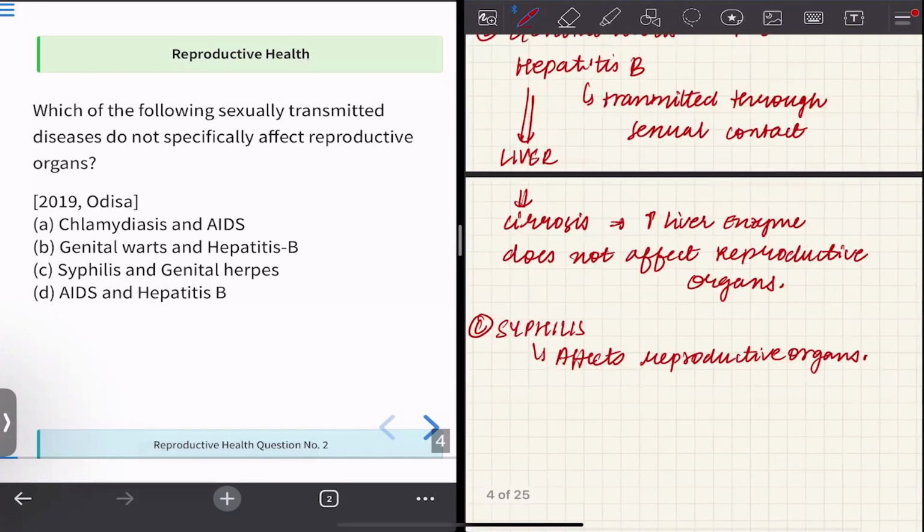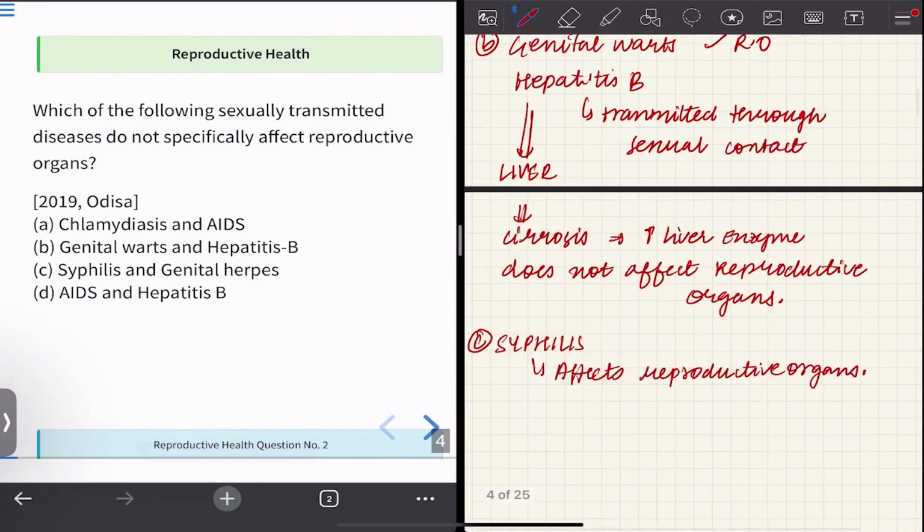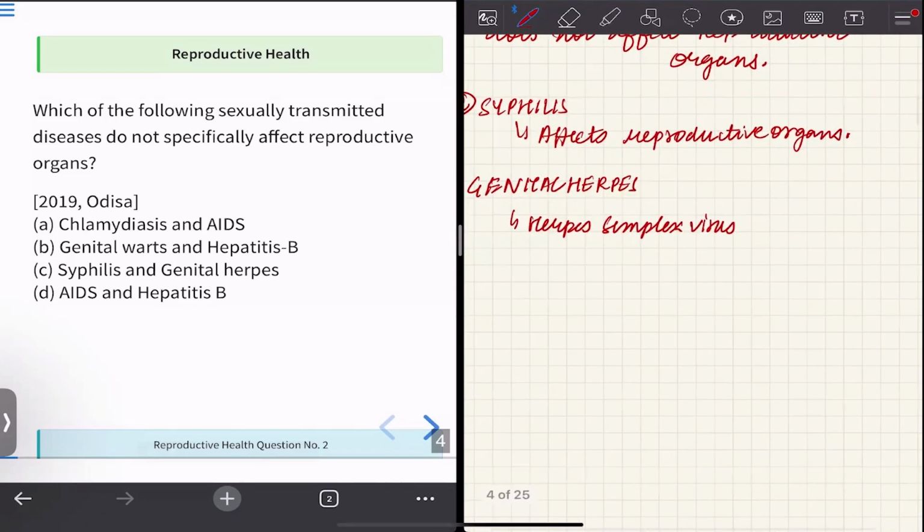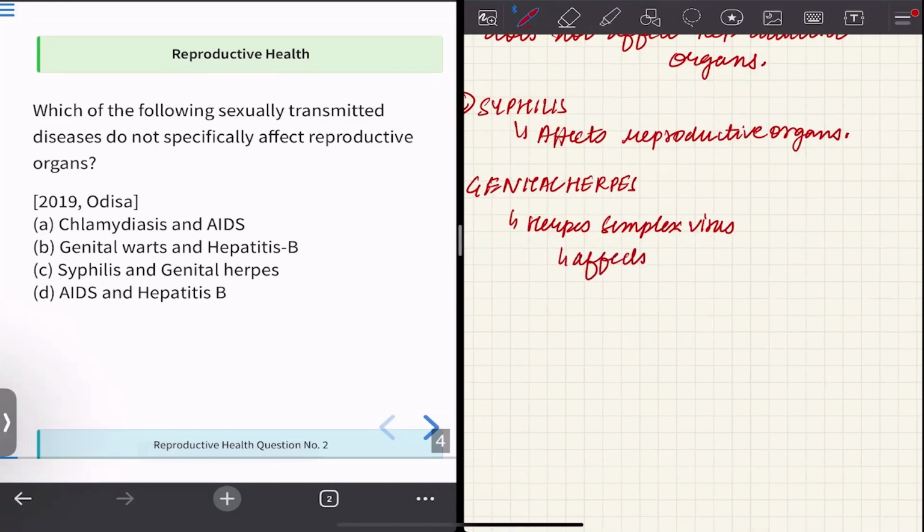Herpes, we have genital herpes. It is caused by what? It is caused by herpes simplex virus. So herpes simplex virus causes this particular disease and it affects reproductive organs.